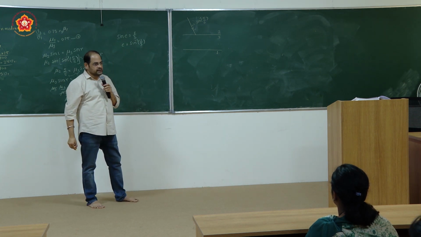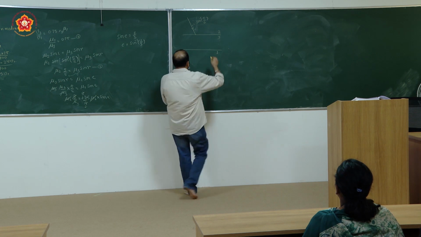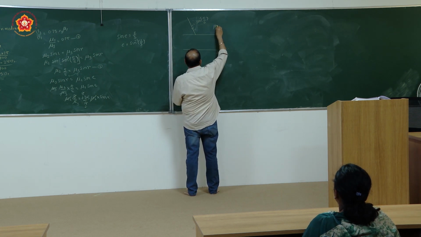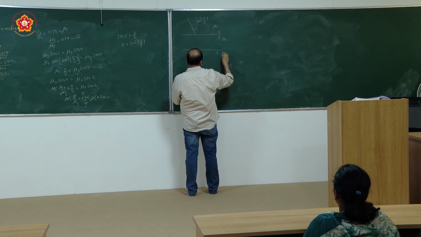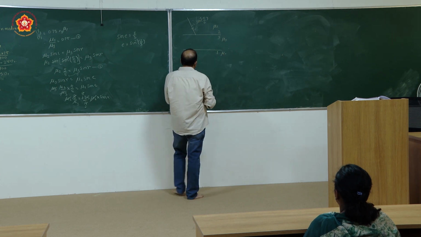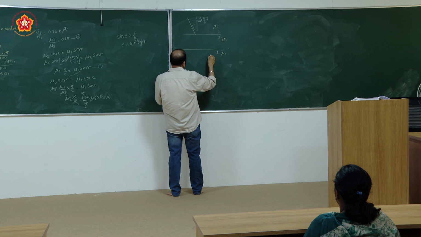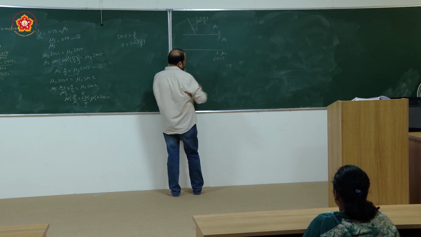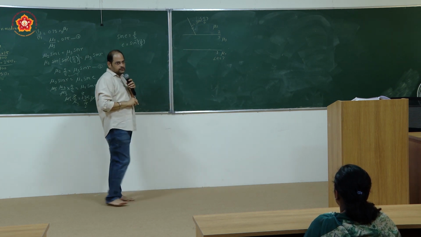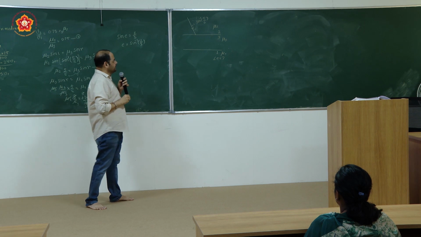Three different mediums are given to you. This is having the refractive index μ2. This will be having refractive index μ3, and this is having refractive index μ1. You are asked to calculate when the light emerges out here, what will be the angle of refraction at this particular point. That is what has been asked.